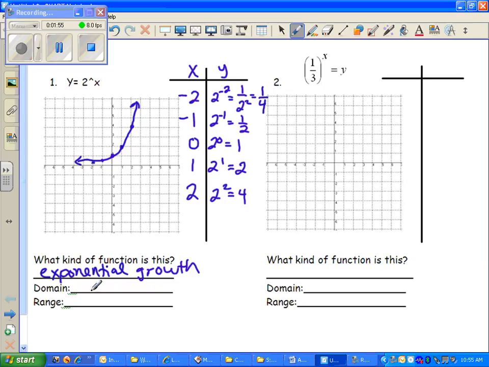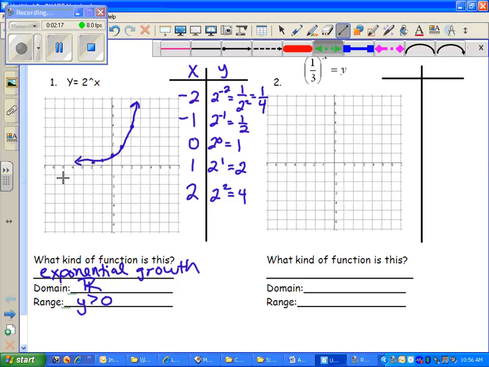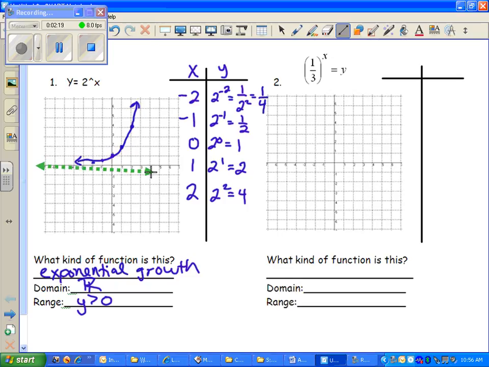The domain on this is all real numbers, because to the left it would keep going, and to the right it keeps going. The range is y greater than 0, sorry, fix that. Y has to be greater than 0, because we actually have an asymptote down here. This line will approach 0, but it will never actually be equal to 0.